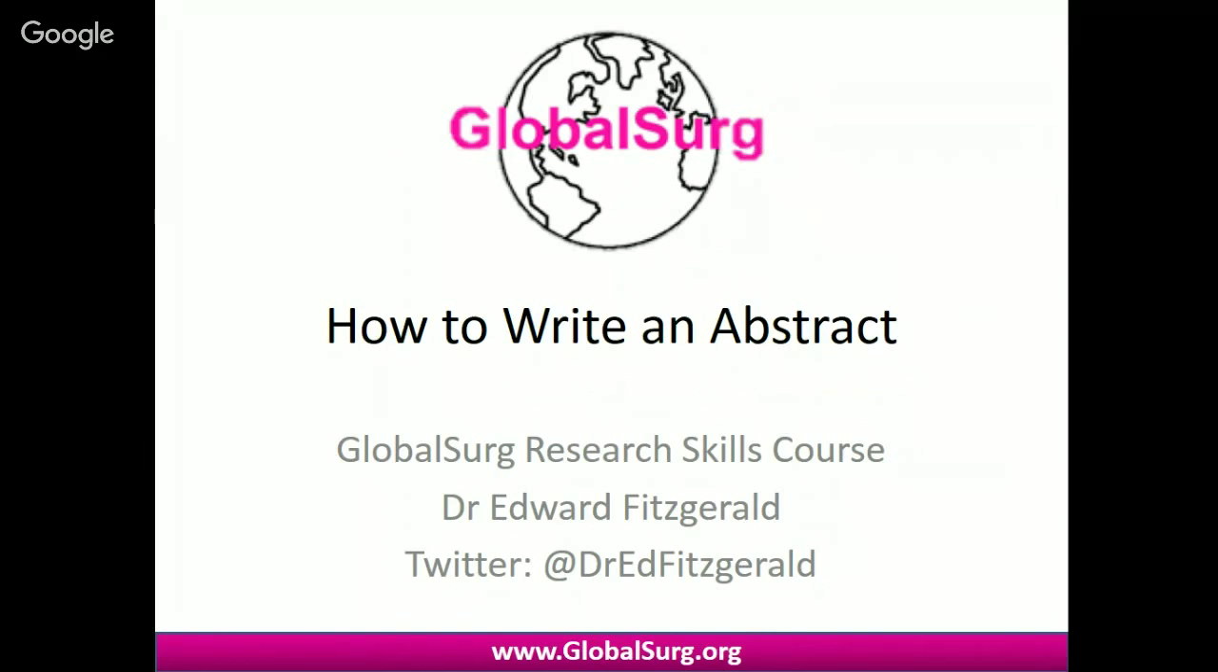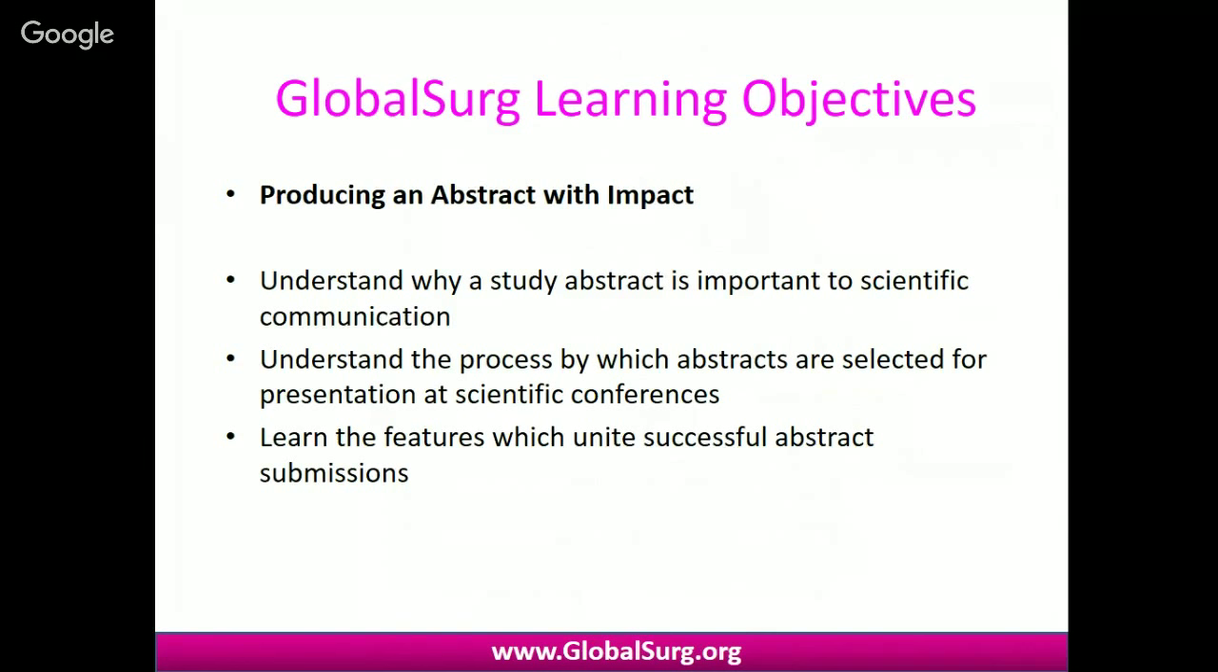Now, this is based really on the hard lessons that I've learned myself from how to take a bit of work that you develop from scratch and summarize it into a concise abstract summary that could perhaps be submitted to a conference, will form the start of a paper, adequately summarize what the work is that you've undertaken. So in the next 20 minutes, I'm going to run through a few points with you, and I hope that by the end of this, you'll be able to understand why a study abstract is an important part of scientific communication, understand the process by which abstracts are selected for presentation at scientific conferences, and learn the basic features which make an abstract successful when you're submitting that to a conference.